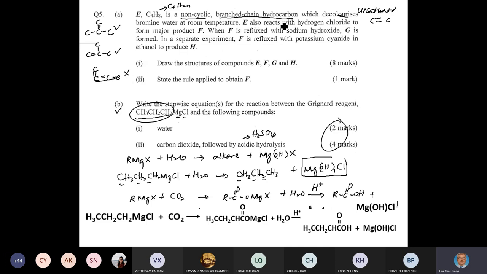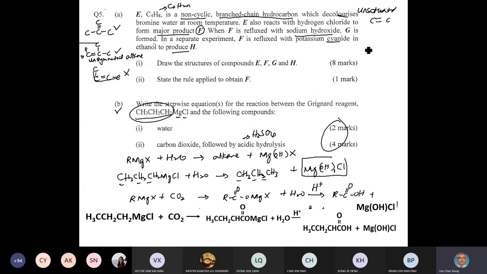Okay, next one. E also reacts with hydrogen chloride to form major product F. So that is stated here, this is considered major, and the product must be from an unsymmetrical alkene compound. You get my point? This one is considered symmetrical, but be careful when you answer, you must know which H should be attached according to the Markovnikov rules. Okay? So when F is refluxed with sodium hydroxide, G is formed. Then in a separate experiment, F is refluxed with potassium cyanide in ethanol to form compound H. So you have to suggest what are E, F, G, and H.